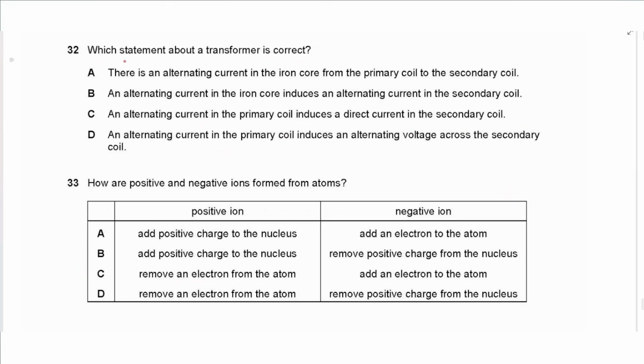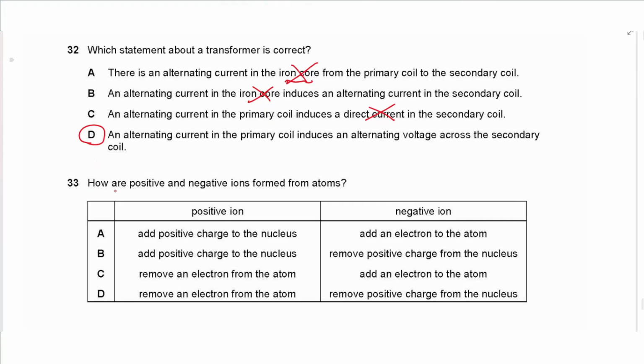Question 32 says which statement about a transformer is correct? There is an alternating current in the iron core. No. An alternating current in the iron core. Also no. An alternating current in the primary coil induces a direct current in the secondary coil. Not direct current. Alternating current in the primary coil induces alternating voltage across the secondary coil. That is the correct answer.